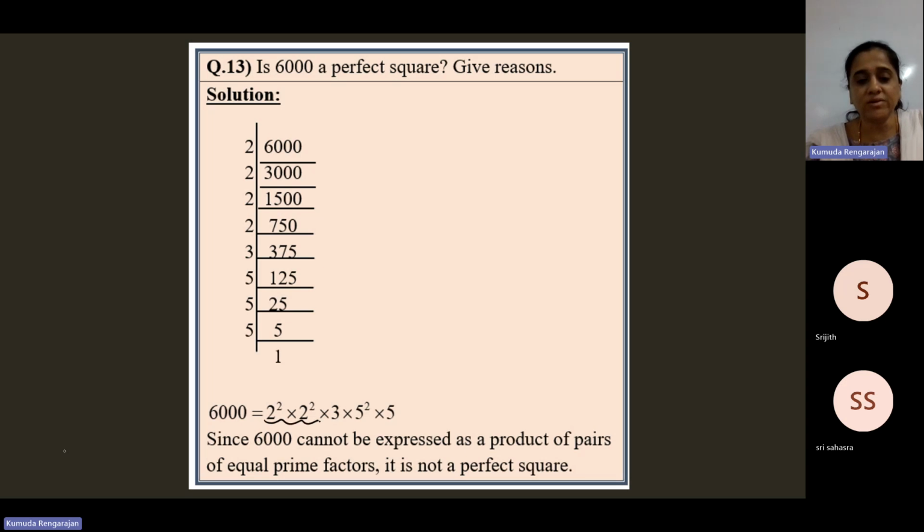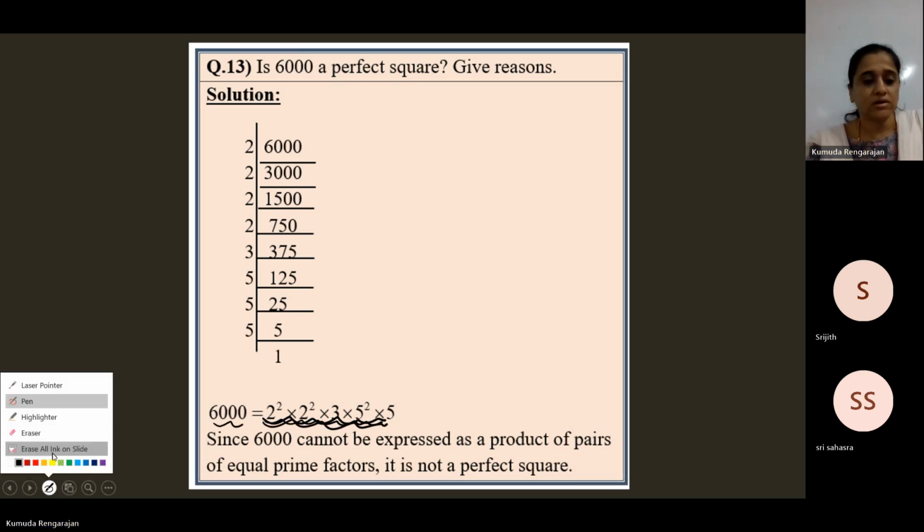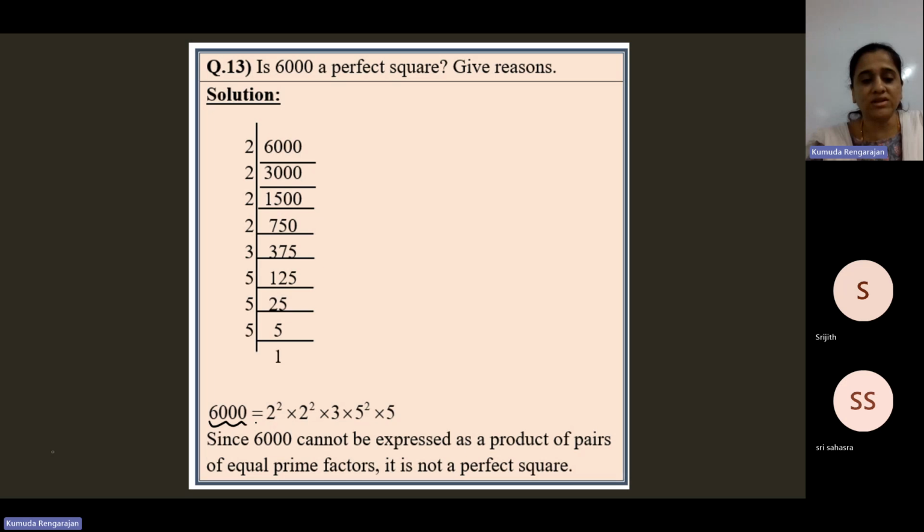What is this here? It's a product, right? We are expressing 6,000 as a product. Yes or no? We are trying to express 6,000 as a product in this equation, a product of pairs of equal prime factors. You're not able to express 6,000 as a product of pairs of equal prime factors.